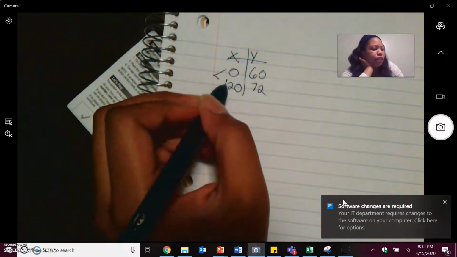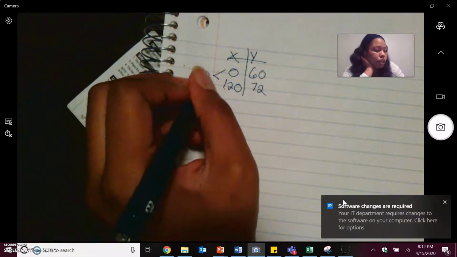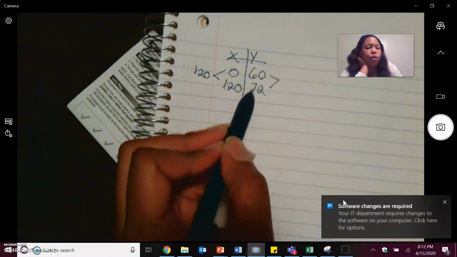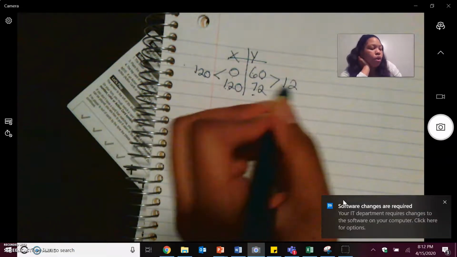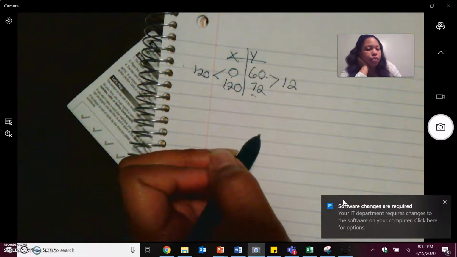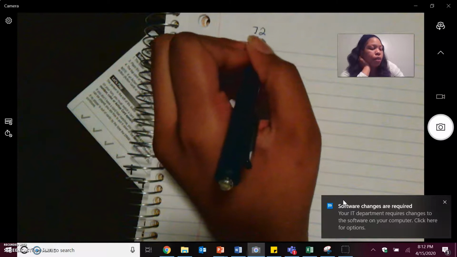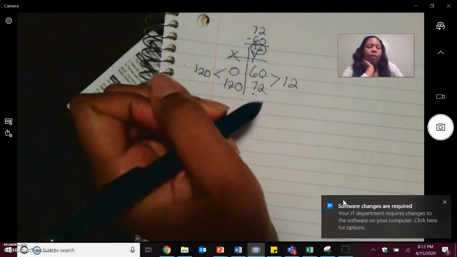What plus 0 gives me 120? 120 plus 0 gives me 120. What plus 60 will give me 72? 12 plus 60 gives me 72. And the way that I can check that is just doing the exact opposite. 72 minus 60 gave me 12. 120 minus 0 is 120.